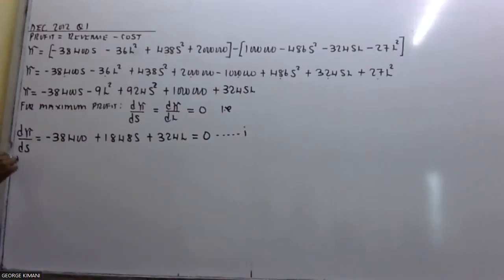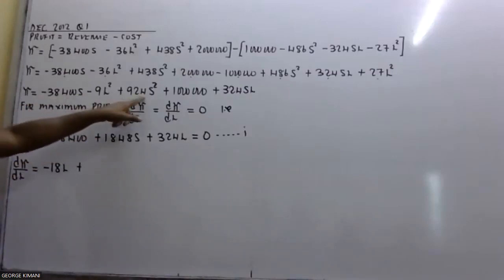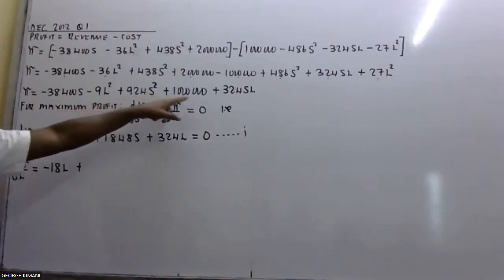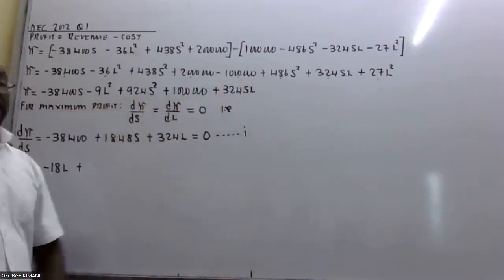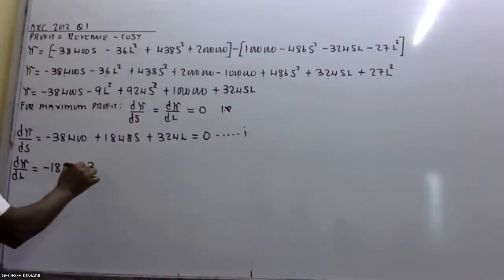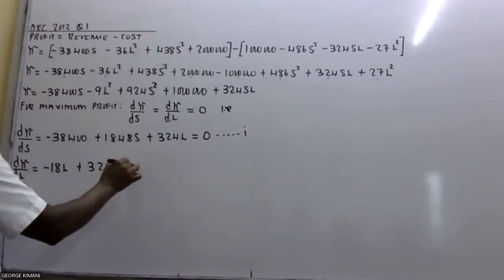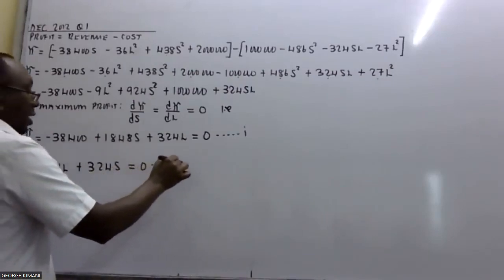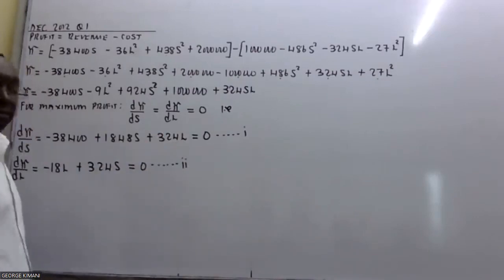The differential of pi with respect to L. Now this one does not have L, so it becomes 0. This one has, so it becomes minus 18L. Plus, this one does not have L, it becomes 0. But here we have L to power 1, so we are going to be left with plus 324S is equal to 0. And this one, you call it equation number 2.